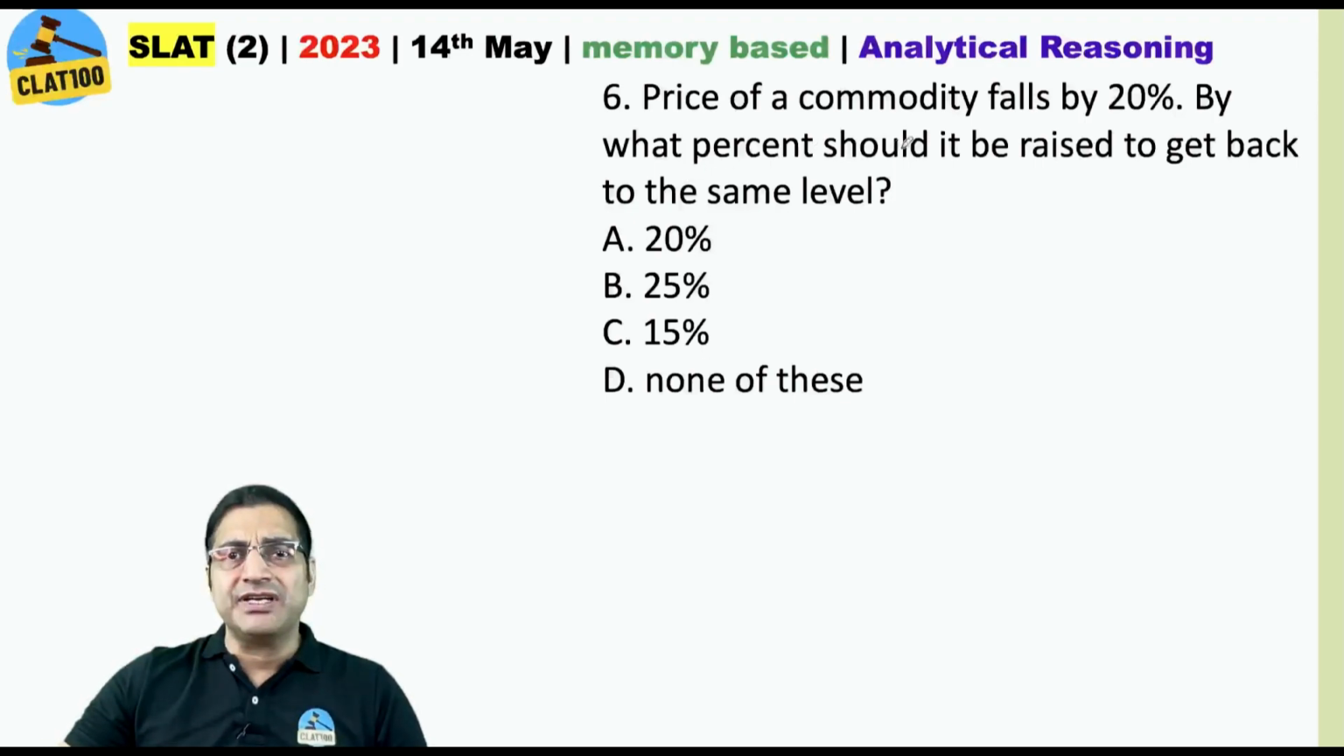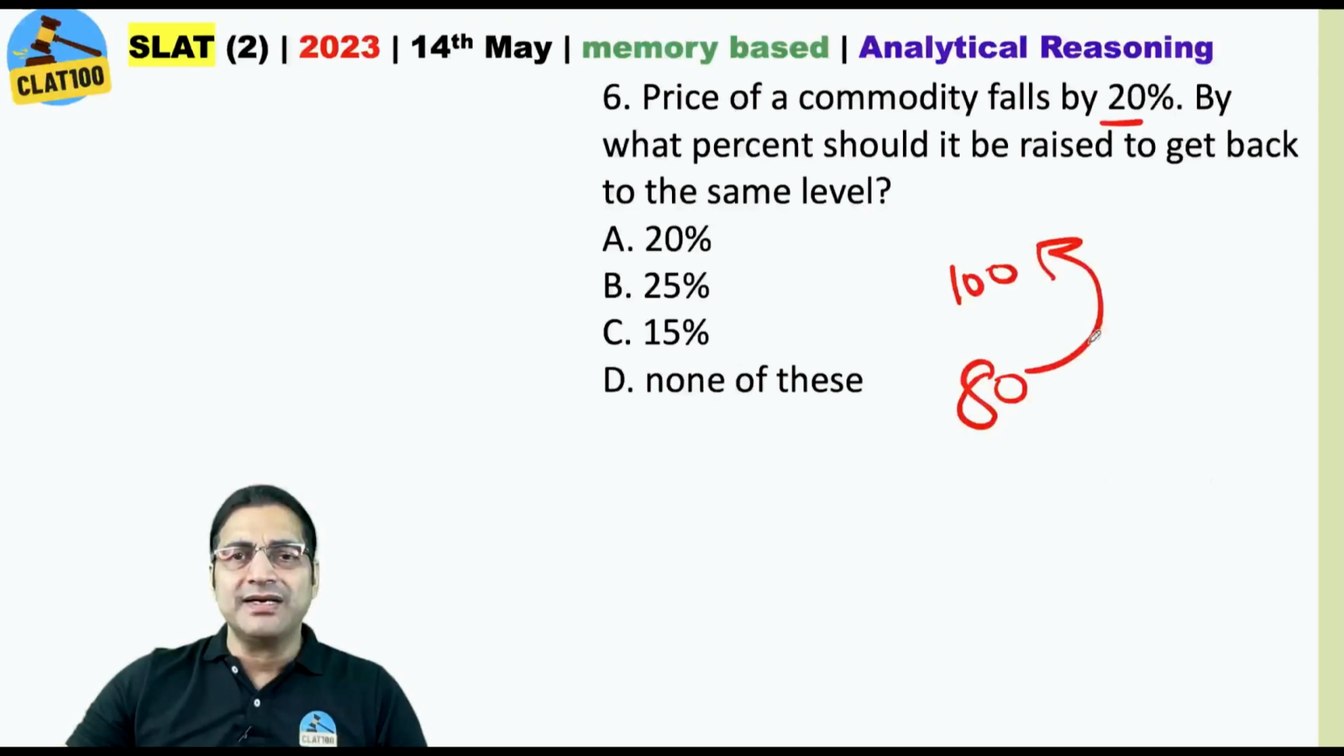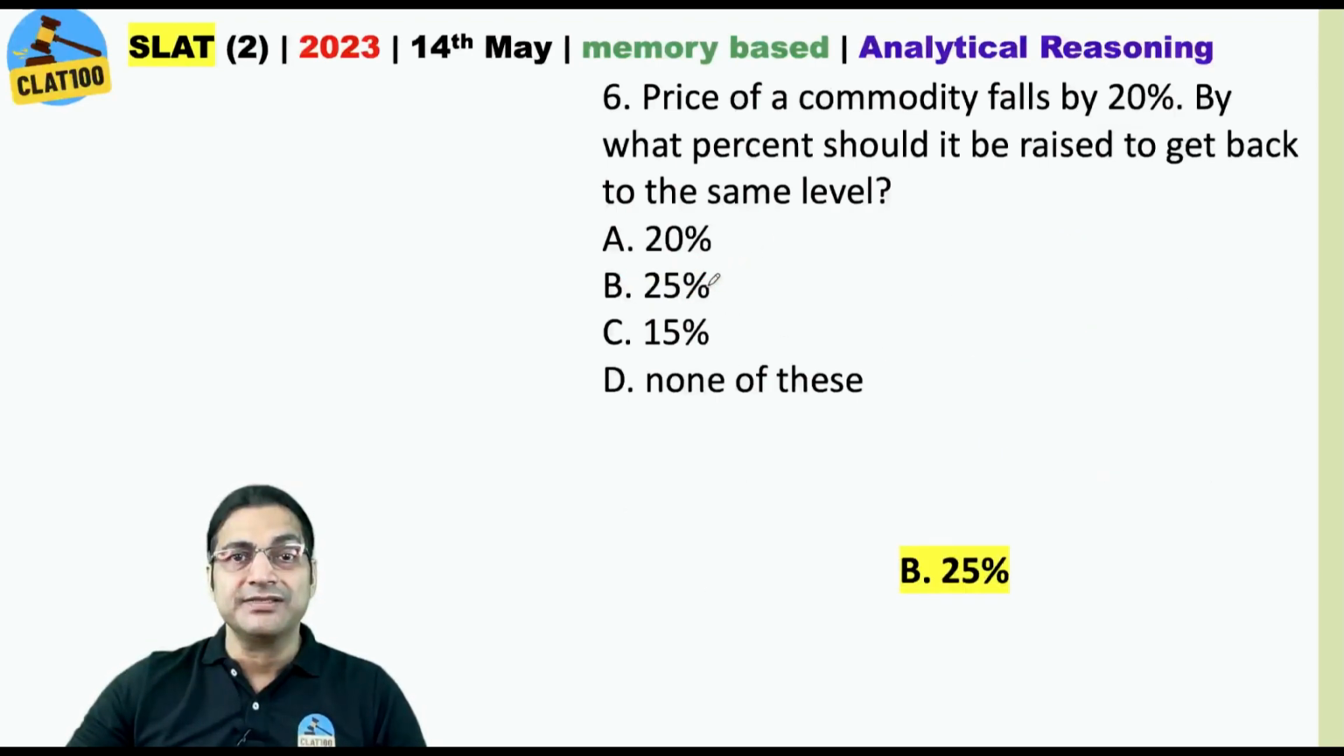Price of a commodity falls by 20%. By what percent should it be raised to get back to the same level? 100 becomes 80. Now 80 has to become 100. So, an increase of 20 on 80, that is 25% increase, right? So, this is your answer. You cannot get a question easier than this, can you?